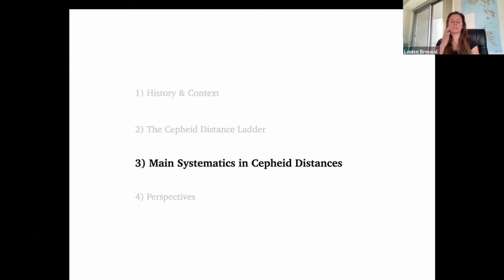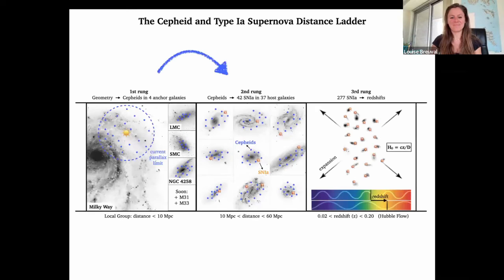All right, so now I want to talk about two main systematics in Cepheid distances. The first one is the metallicity dependence, and the second one is the crowding. And in the crowding section, I'm going to talk about JWST. So first, let's look at the systematics in Cepheids. By that, I mean we're looking at objects in nearby galaxies and the same objects in more distant galaxies. And the question is, are we really looking at the same objects, or are there any differences that we need to take into account?